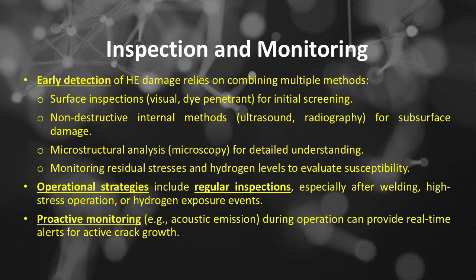Early detection of HE damage relies on combining multiple methods: surface inspections, visual and dye penetrant, for initial screening; non-destructive internal methods, ultrasound and radiography, for subsurface damage; microstructural analysis, microscopy, for detailed understanding; and monitoring residual stresses and hydrogen levels to evaluate susceptibility. Operational strategies include regular inspections, especially after welding, high-stress operation, or hydrogen exposure events. Proactive monitoring, e.g., acoustic emission, during operation can provide real-time alerts for active crack growth.